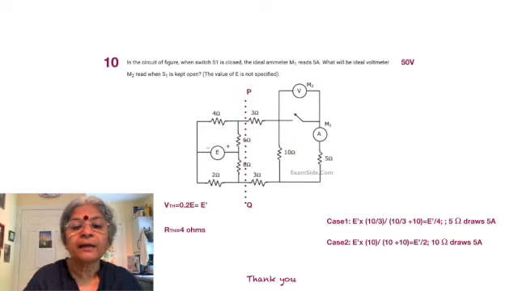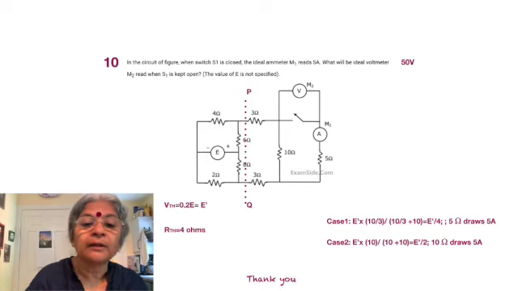The ideal ammeter M1, because it's ideal, reads 5 amps. So the current flowing through 5 ohms is equal to 5 amps. What will the ideal voltmeter M2 read when S1 is kept open?